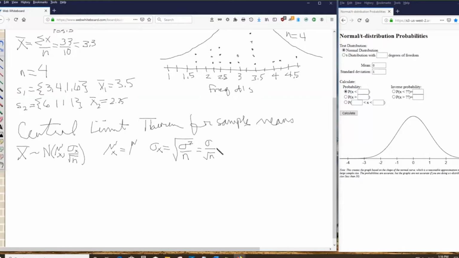I find it's helpful to remember both of these formulas, because sometimes the math is easier one way. If n has a clean square root, write it like this. If it's not going to give you a clean number, then oftentimes the math is a little easier if you take your sigma and square it, divide it by n, and then take the square root of the whole thing together. And then your n is your sample size.